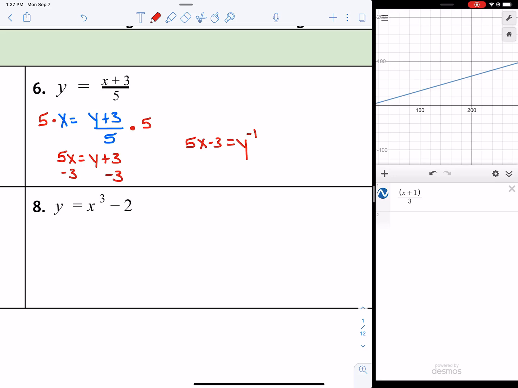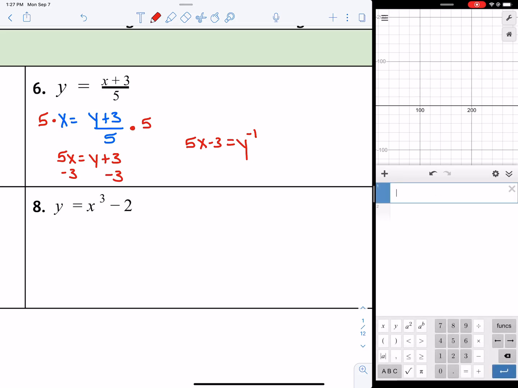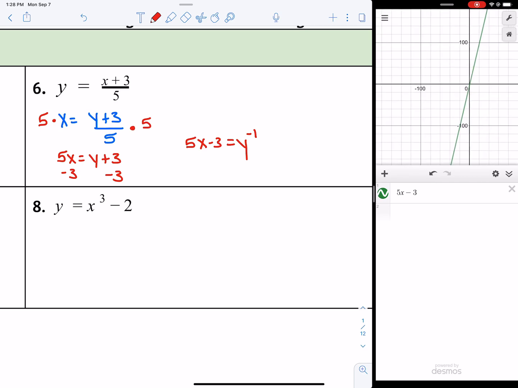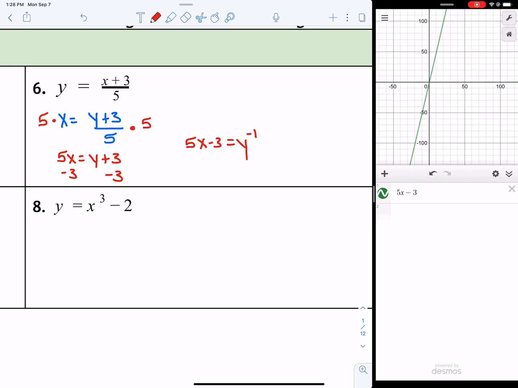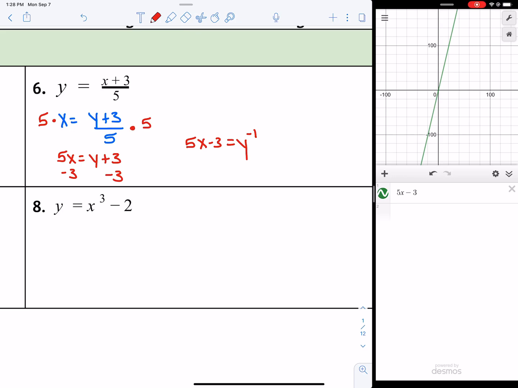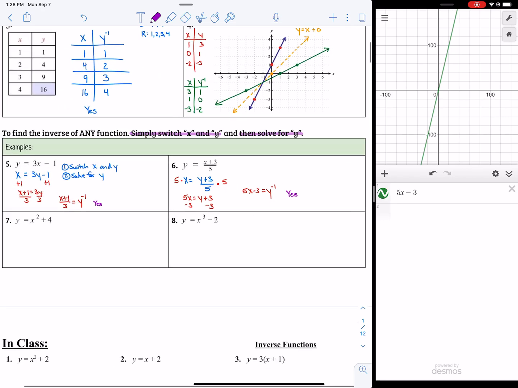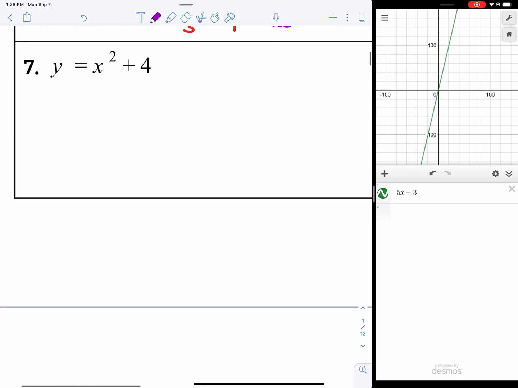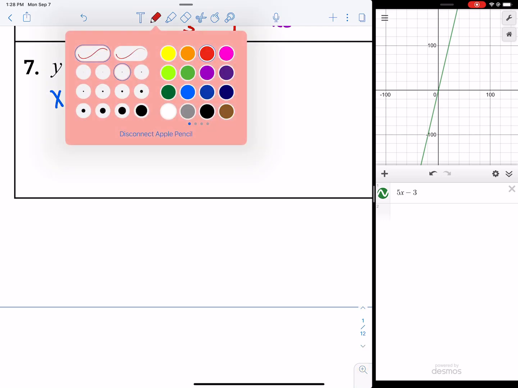And then if you want to check and see if that is a function, you can just type it in and think of your vertical line test. Meaning, can I draw a vertical line through that graph, and no matter where I draw a vertical line, can I only touch it one time? And the answer again would be yes. So that is a function. All right, for number 7, let's do the same thing. It's always the same steps. Switch x and y and solve for y. No matter what the equation looks like, that is what we're doing.